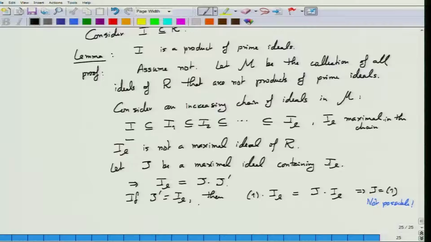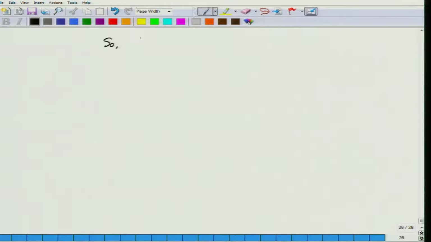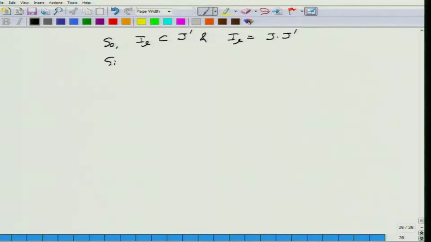Therefore, J' is not equal to IL. So IL is strictly contained in J', and IL equals J times J'. Now J is a prime ideal in itself. J' is a strictly larger ideal than IL, so it is not in M, which means J' can be written as a product of prime ideals, which means IL can also be written as a product of prime ideals: all the prime ideals of J' times J, which is a prime ideal. That's a clever proof.